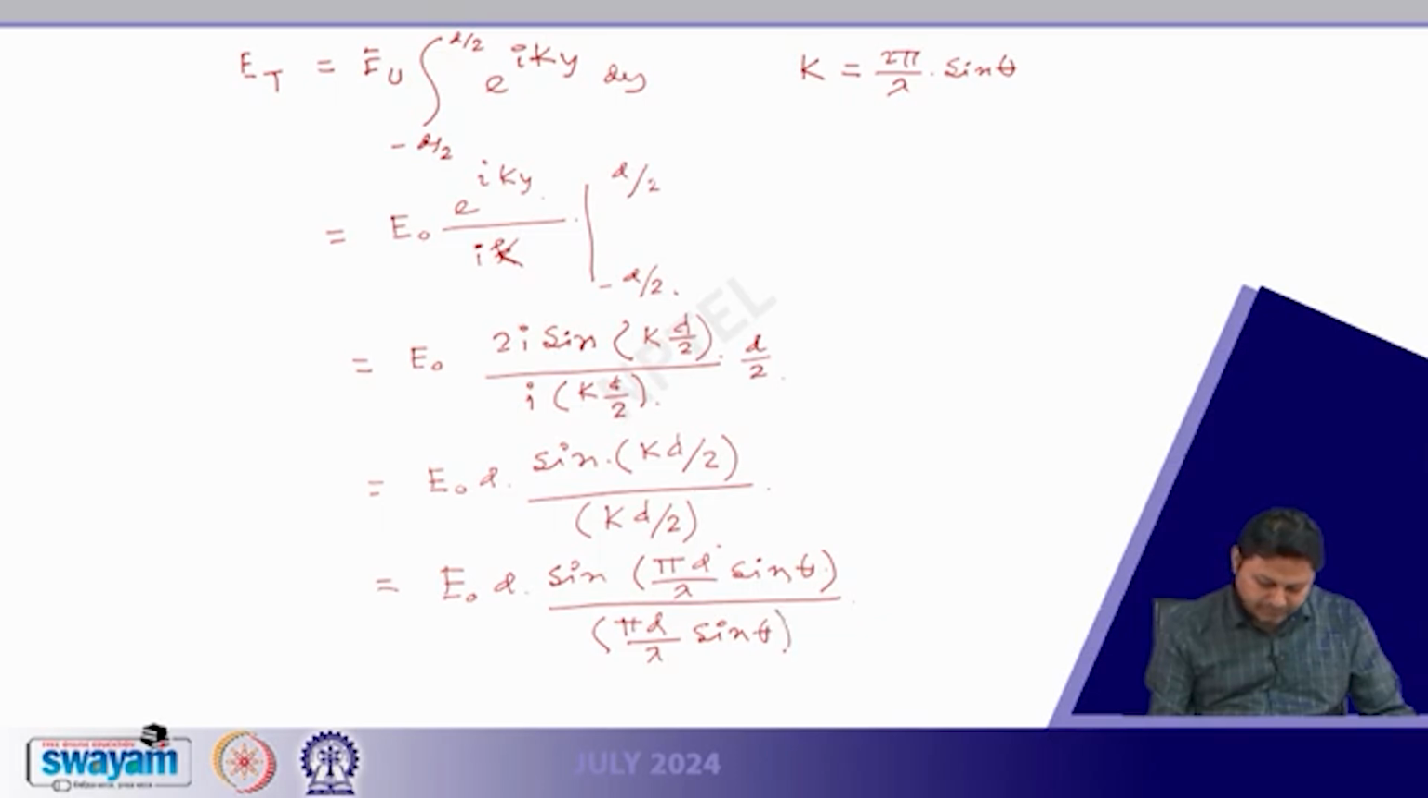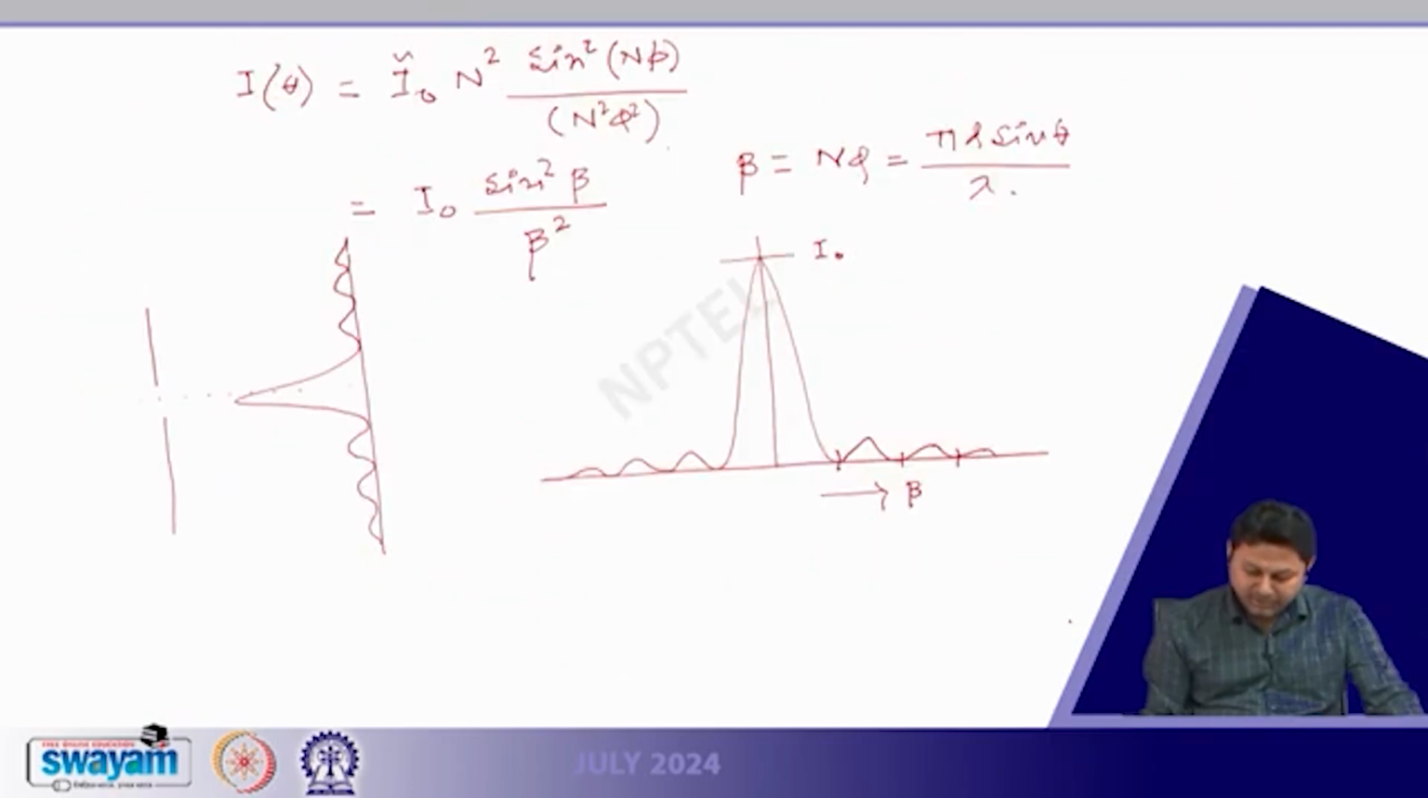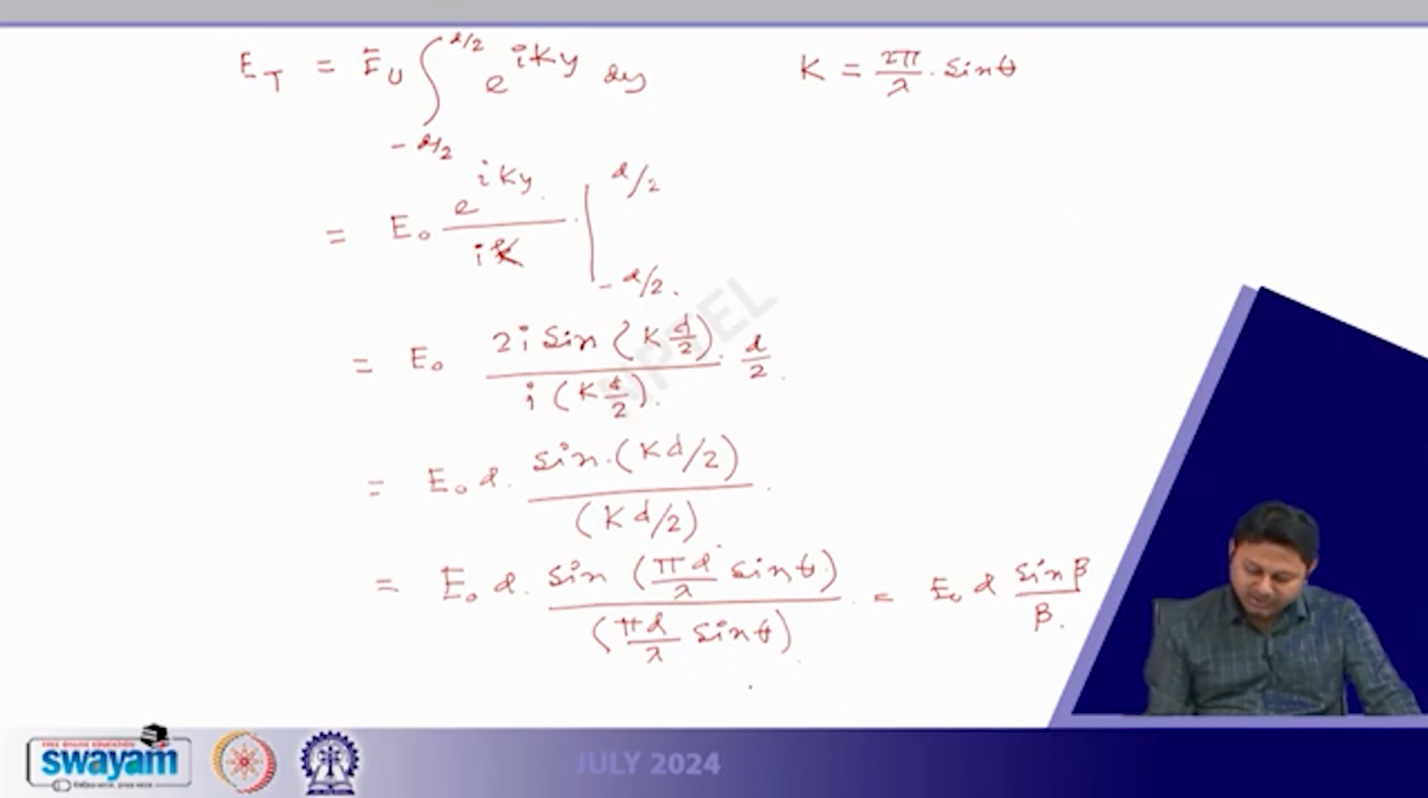Now, this quantity I can write as E naught d sine of beta divided by beta. So, you may note that this beta we already defined in this calculation. Let me go back. So, beta was pi d sin theta divided by lambda that we calculated, and the same notation I will use here, that pi d divided by lambda sin theta is my beta.